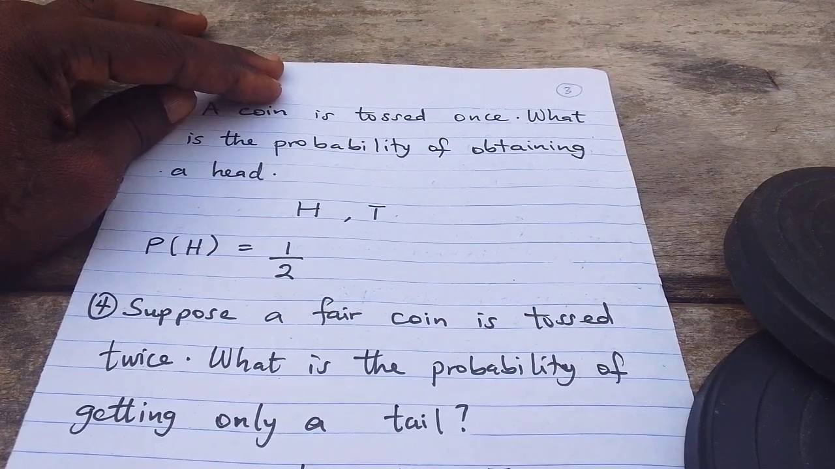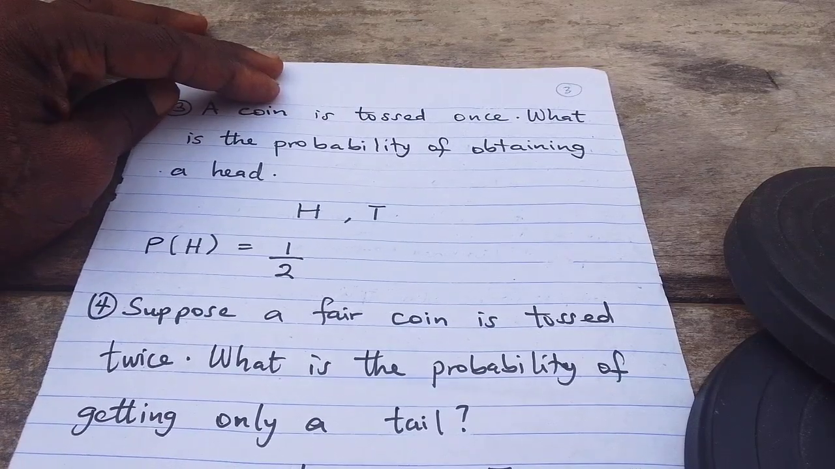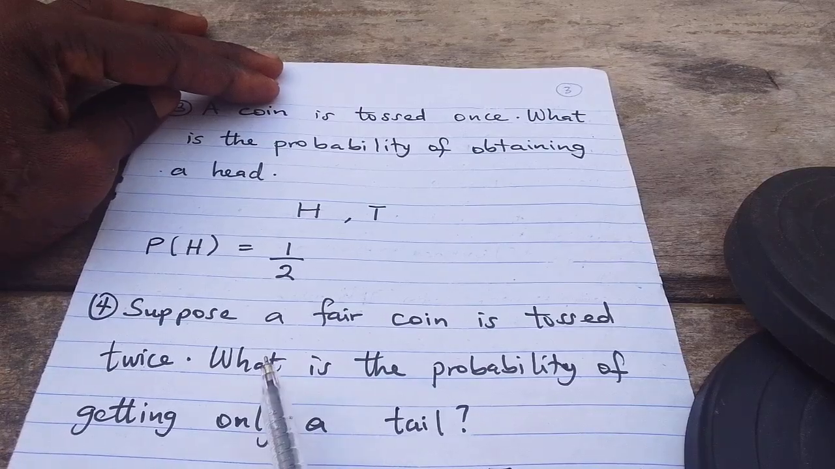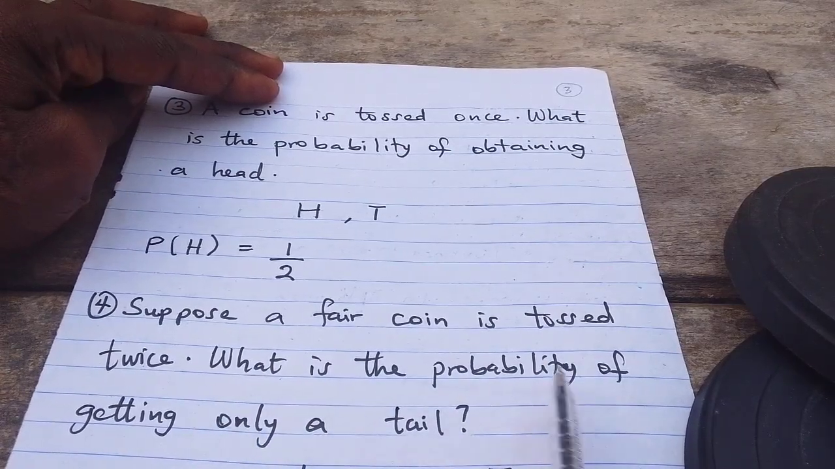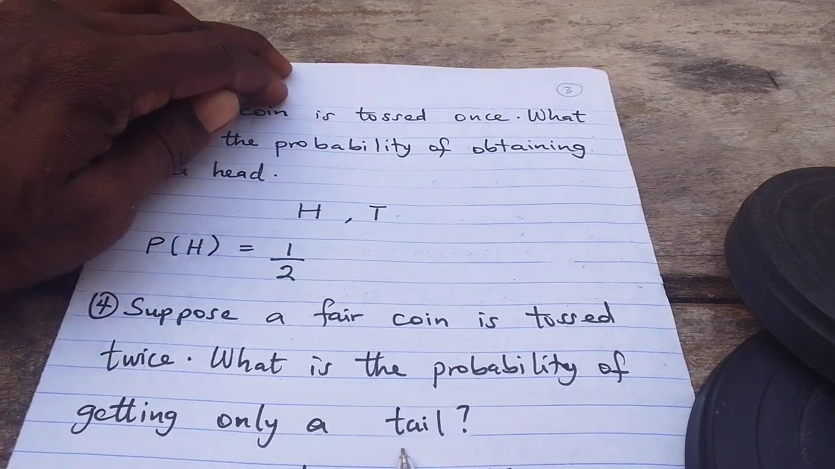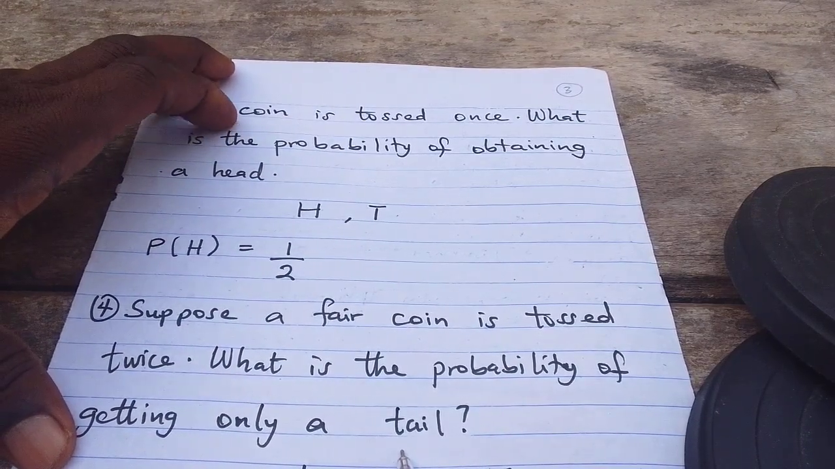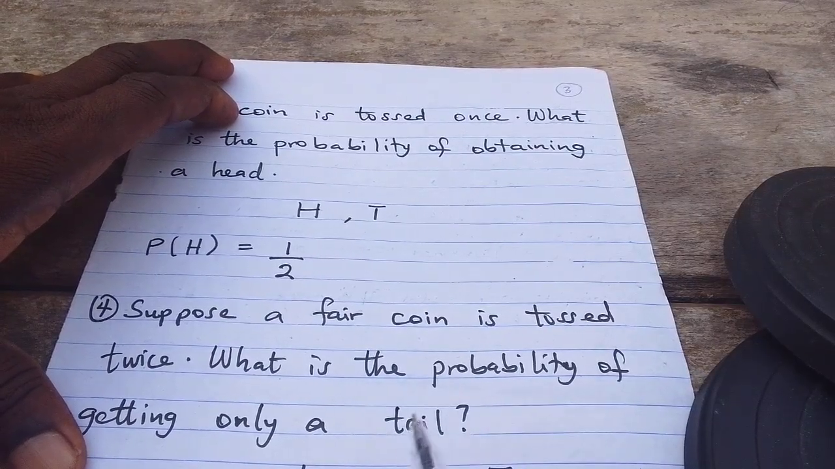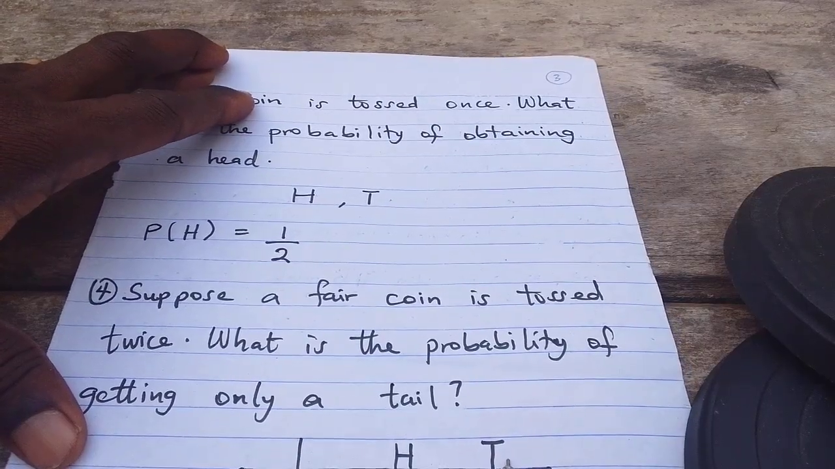Suppose a fair coin is tossed twice. What is the probability of getting only a tail? You realize that we said a coin has the front and the back. So the front is taken to be the head and the back is taken to be the tail.